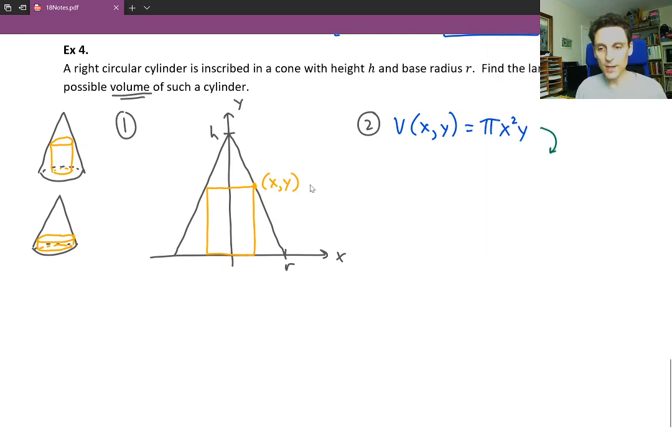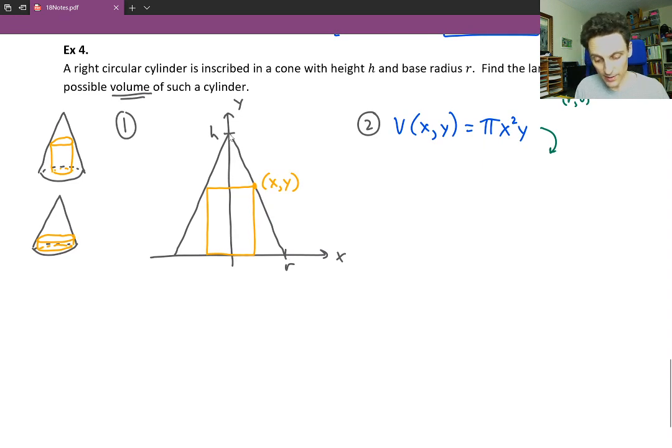Now what we need is an equation that relates these two variables, x and y. Well, notice that x and y is trapped on this line here. If we can get an equation for this line, we'll get a relationship between x and y. Well, thankfully we can get an equation. We have a point on that line, r comma 0.